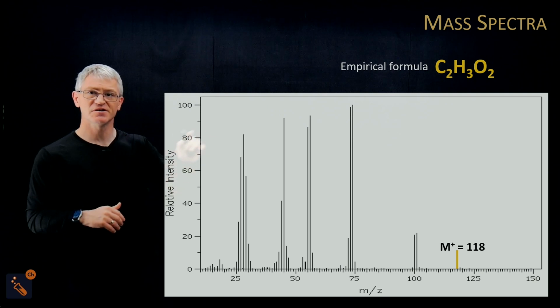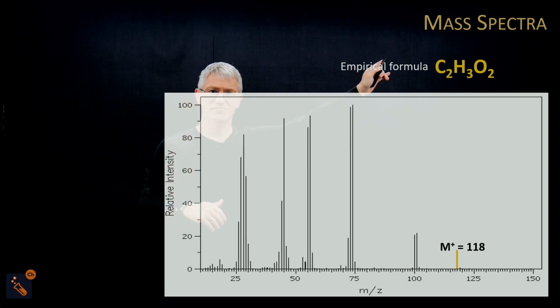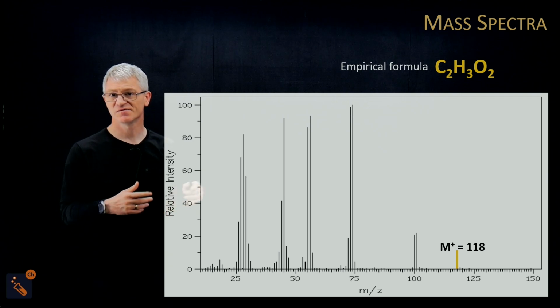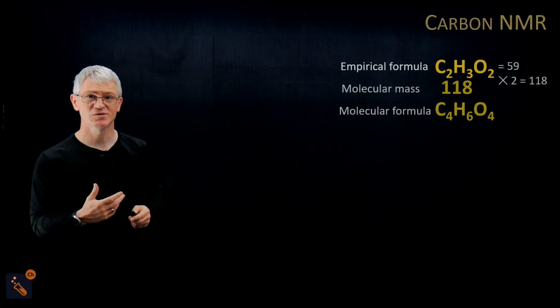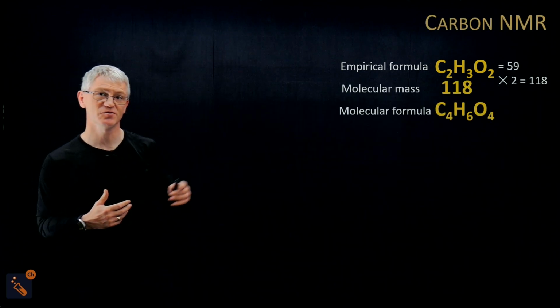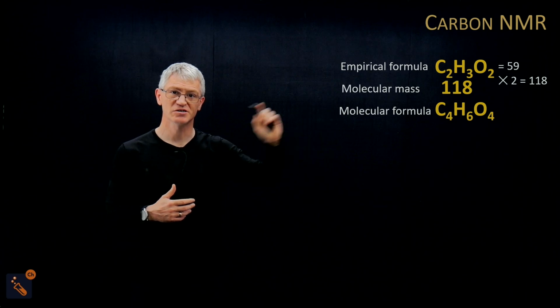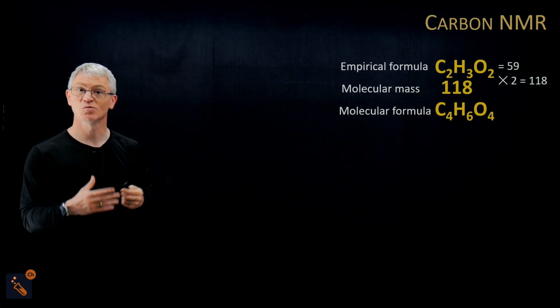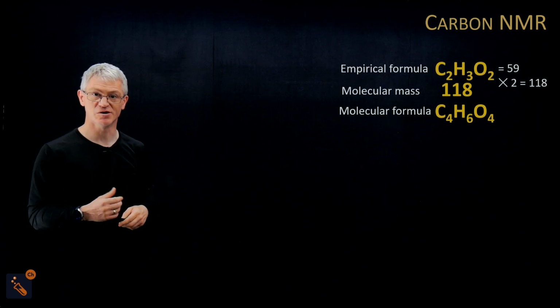So what you do is you find out what the fragment is here. It's actually 59. Then you find how many times 59 goes into 118, and it goes in twice. Which means that you must times the empirical formula you got by 2 to get your molecular formula. And now we have our molecular formula, we're going to move on to carbon NMR.